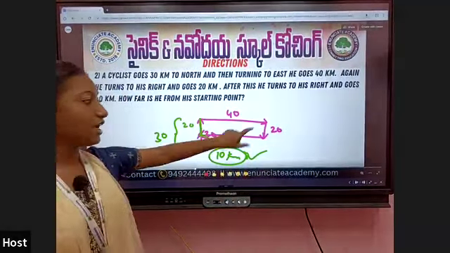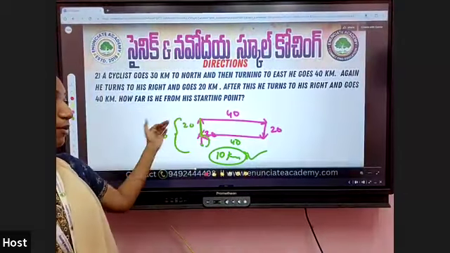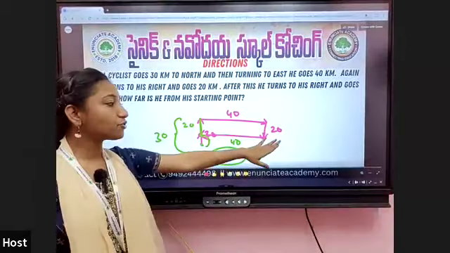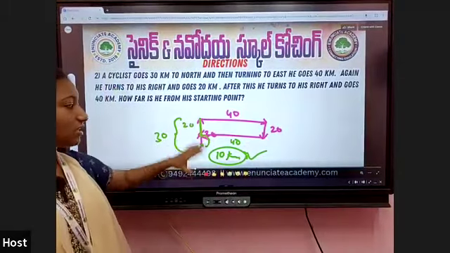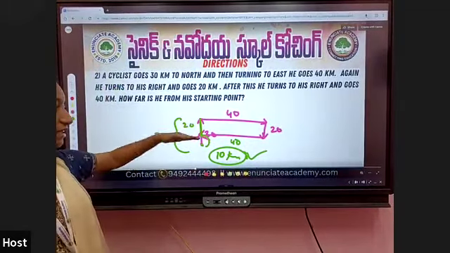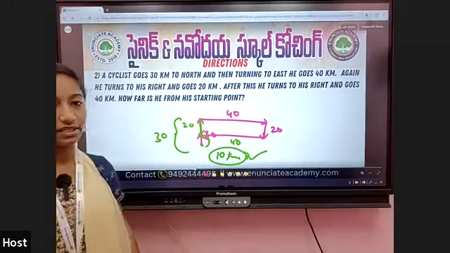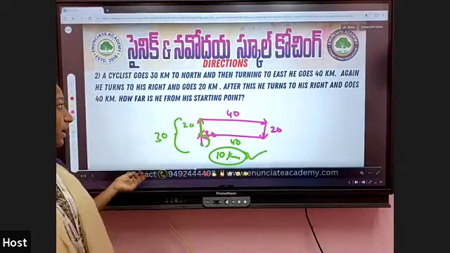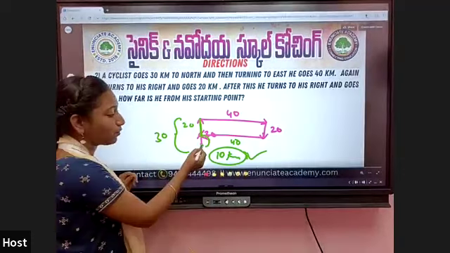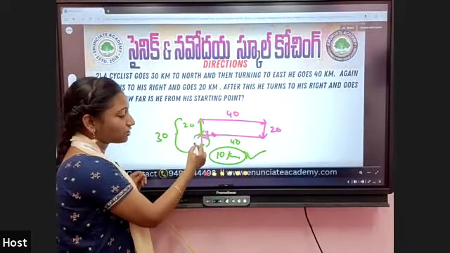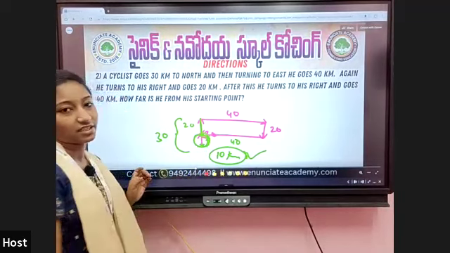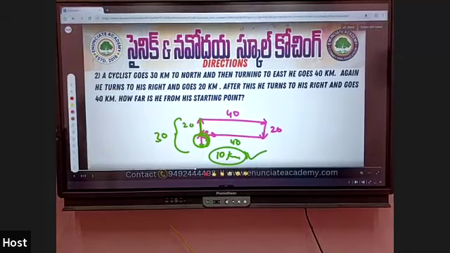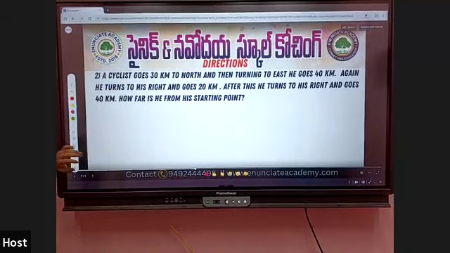Total 30 kilometers. Here 20, and the opposite side of that is, this is in the form of a rectangle, so the opposite side is 20 kilometers. From 30 we should subtract 20, then the answer is 10 kilometers. We should find the distance from the starting point to the ending point, only this distance. This is 10 kilometers. So like this we should solve the problems in the directions.